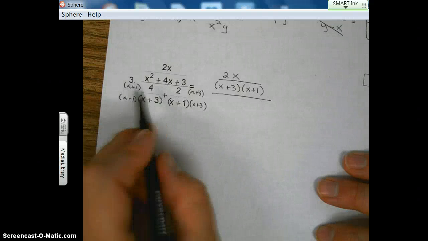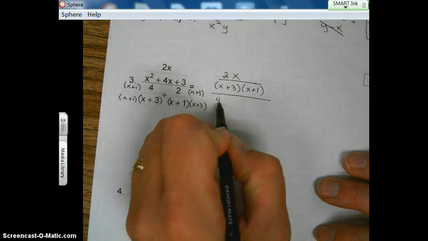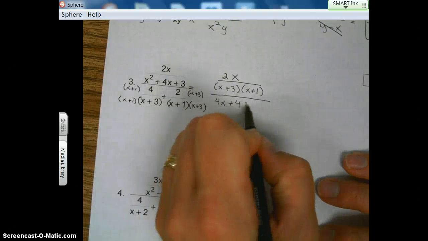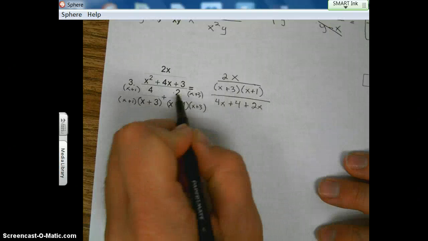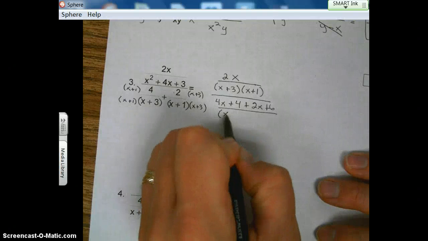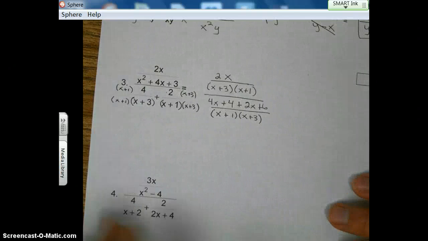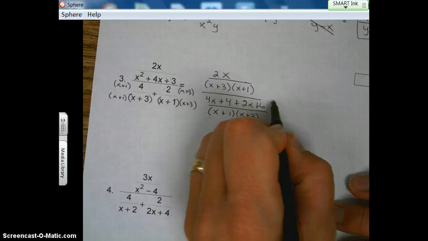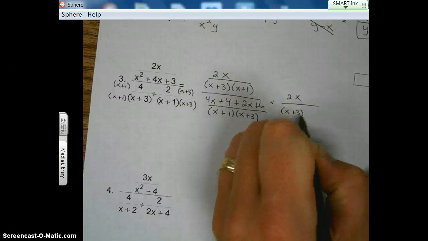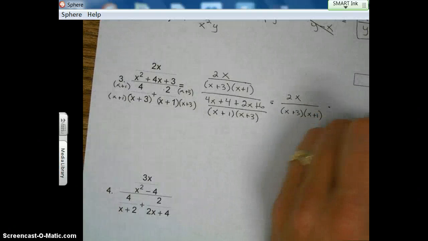Okay, so we're going to distribute the 4 here. 4 times x, 4 times 1, plus 2 times x, 2 times 3, over our common denominator. Okay, next thing, write the numerator down. It's completely factored. Change division to multiplication. Do the reciprocal.